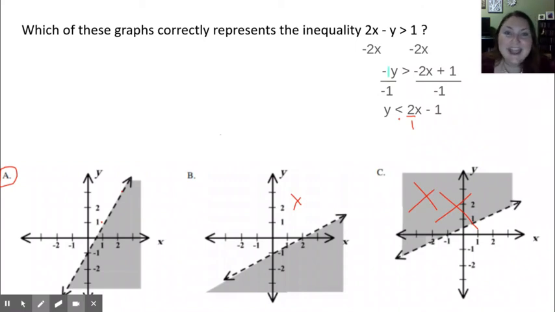You could just say, like, A has all the correct things. A has a slope of 2, a y-intercept of -1. It's shaded below and has a dotted line. Any of those would be possible explanations for why graph A is correct. Guys, this is everything I've got for you. So that is our review video.